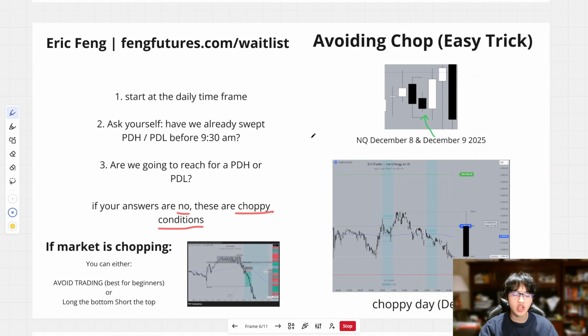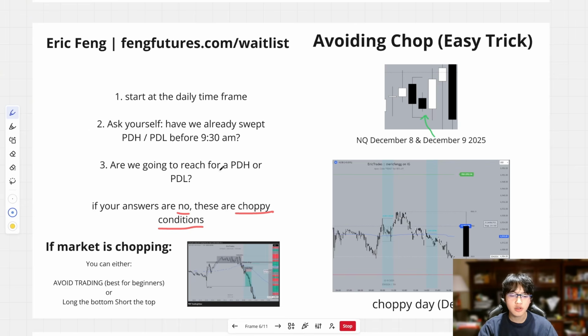In order to avoid choppy days, there's really three steps. First, start at the daily time frame. And then second, you're going to want to ask yourself, have we already swept the previous daily high and previous daily low before the 9:30 open? So if the market overnight has taken those levels out, we can hopefully assume that some major move is going to happen after market open.